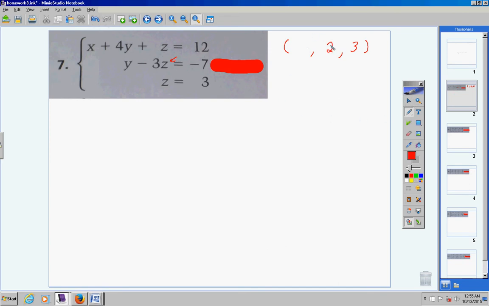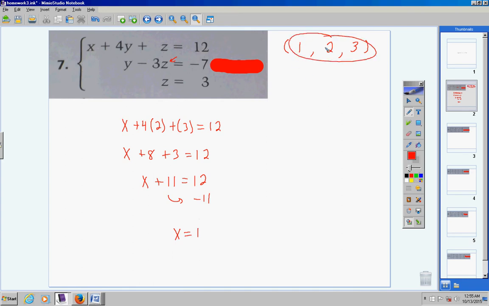Now, I know my y is 2 and my z is 3, so I can substitute those into the first equation right here. So I have x, then positive 4, then 2 for y, and then positive 3 for z. Positive 4 times positive 2 is 8. A positive 3 is a positive 3. Combine those two. Positive 8, positive 3, positive 11. Bring your 11 over, make it negative 11, and x equals 1. And that is the correct answer.